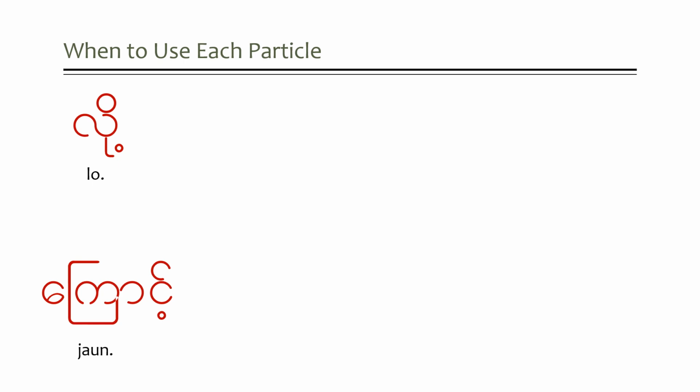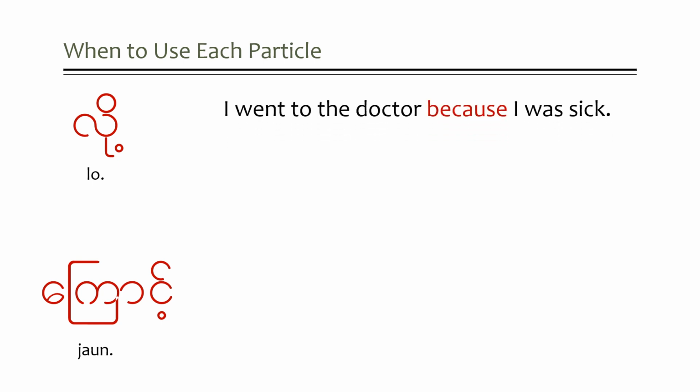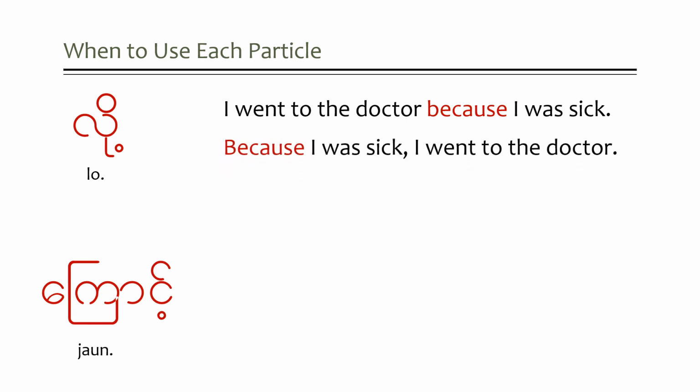Look again at our first sentence. I went to the doctor because I was sick. Reversing the order, what's the reason for going to the doctor? It's this phrase here, because I was sick. Now, that's an adjective phrase, to be sick. Now remember, verbs and adjectives are usually treated the same way in grammar. So whenever a verb or an adjective is the reason, the particle will be lo.